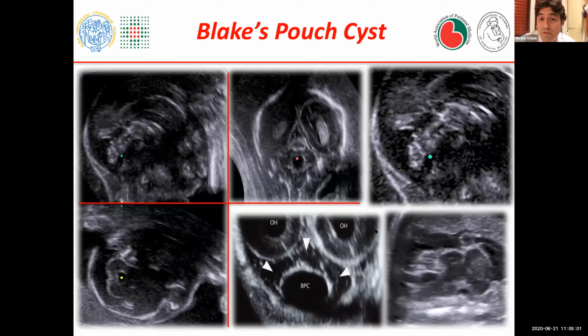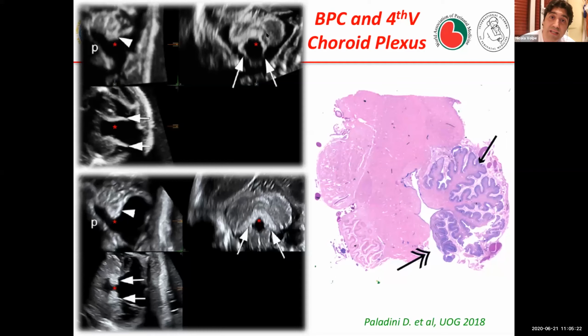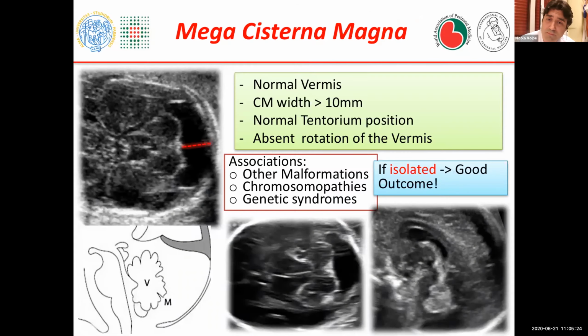And here, for example, you can see how there has not been fenestration of the pouch, because you can see how different the liquids are in the two cavities, the pouch and the cisterna magna. And here you can see that the choroid plexus is close to the vermis, as you can see here and here in the pictures. Megacisterna magna is only a dilation of the cisterna with a width above 10 millimeters, and the vermis looks normal and is not rotated.